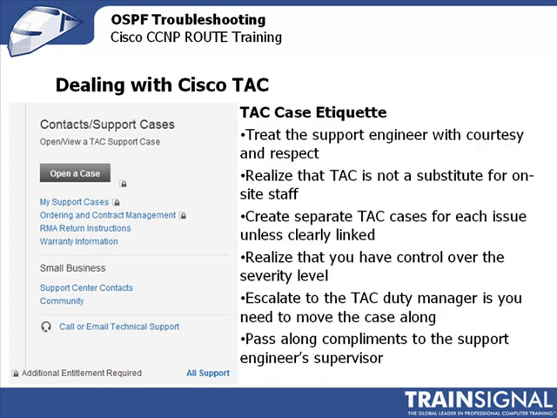And just some etiquette. Treat the engineers with courtesy and respect. They are people too. They're frequently under a lot of pressure to get things done, just as you are if there's, for instance, a network down emergency. Make sure you realize that they are not an extension of your staff. They're there to help you, but you need to be able to make sure that you have adequate help and personnel with the appropriate skill levels on staff. If there are separate issues, create separate TAC cases. Remember, you control the severity level. Escalate to the TAC duty manager if you're not getting the results you want. And when things go well and someone's done a great job, make sure you pass compliments along to that engineer's supervisor. Bad news always seems to travel more than good news, so really make an effort to let good news prevail.